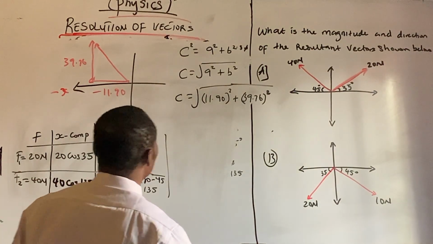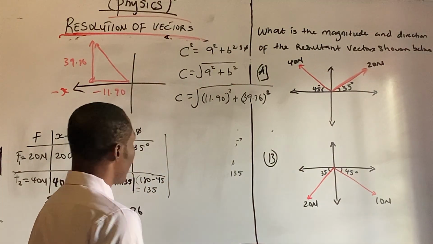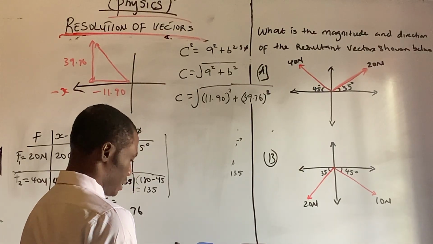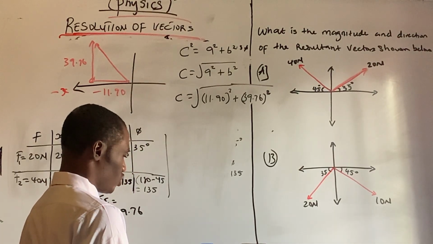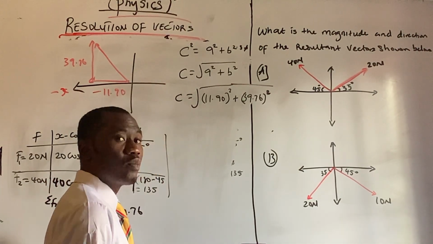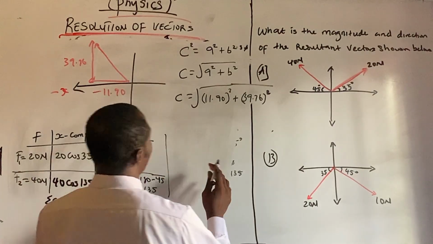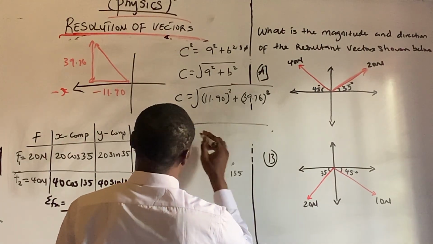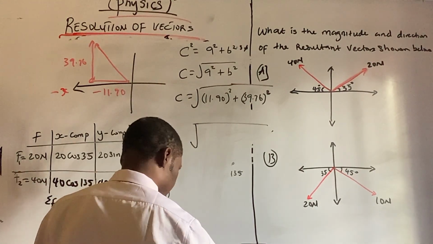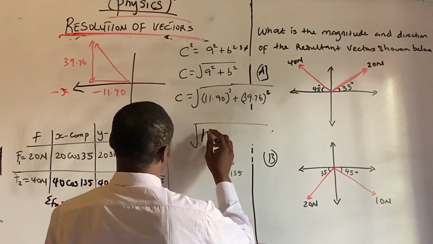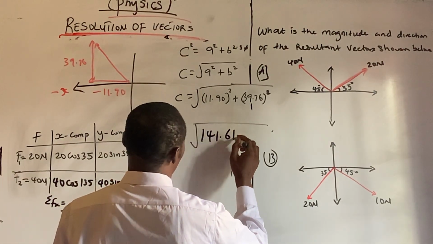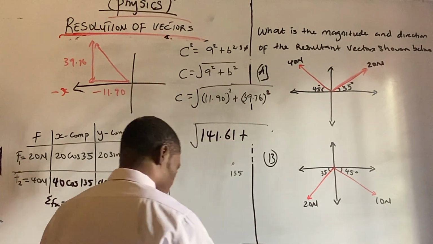All right, now let's do the math. Now we have 11.90 raised to the power of 2. That will give me 141.61. So 141.61 plus, all right, let's do the next one.